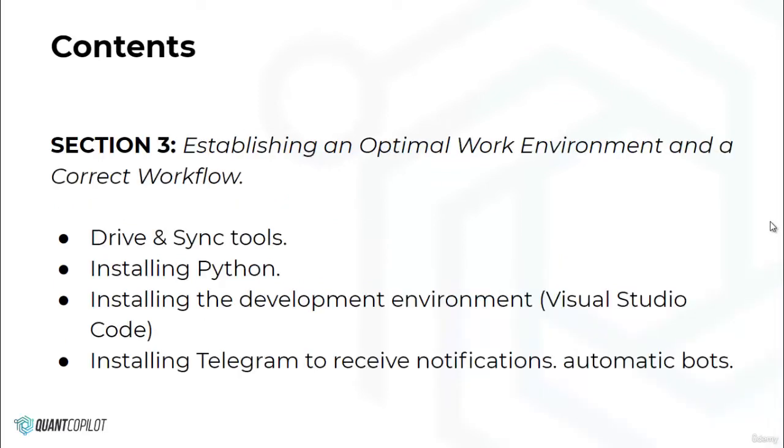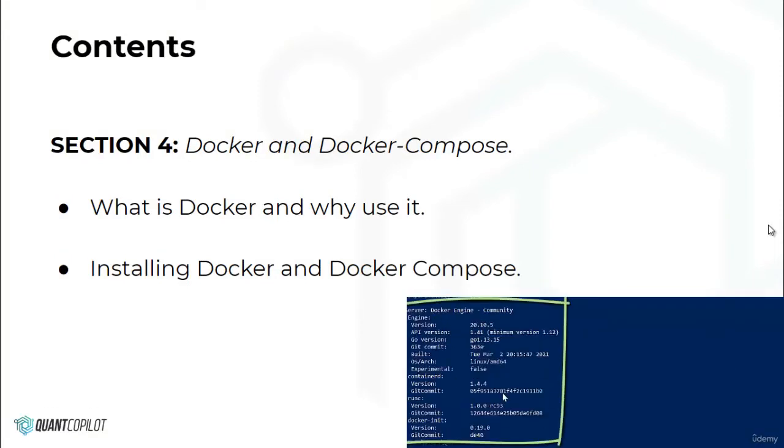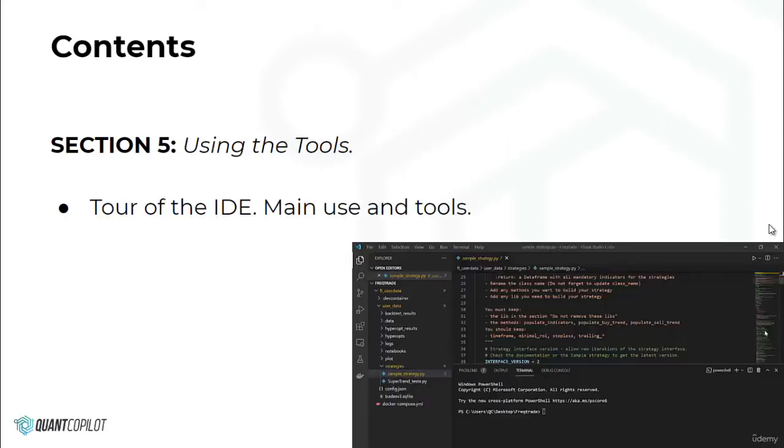In section 3, we are going to be talking about the optimal workflow environment that we'll be using throughout the course. Among other things, how to correctly install Python. Additionally, in order to receive automatic notifications from our bot, we'll be installing Telegram in our phone or desktop. In section 4, we're going to see interesting concepts related to Docker and Docker Compose. What is Docker and why we are going to use it together with Docker Compose, and how these tools are going to facilitate our work in this or any other project that you get into.